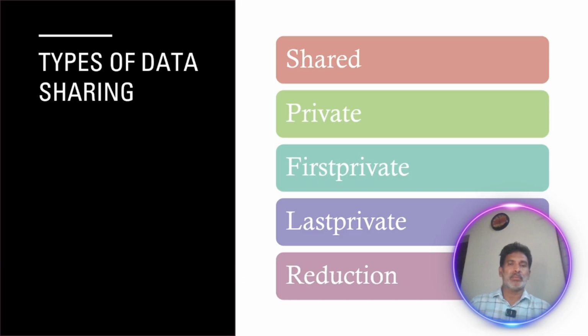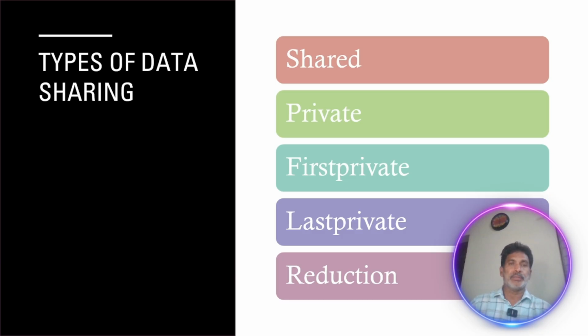Next, firstprivate is similar to private, but initialized with the original values. Each thread starts with the same initial value. This is mainly useful when the threads need a common starting point. And the next one is lastprivate, where the value from the last iteration is copied back to the original variable, which helps to retain the final output result.